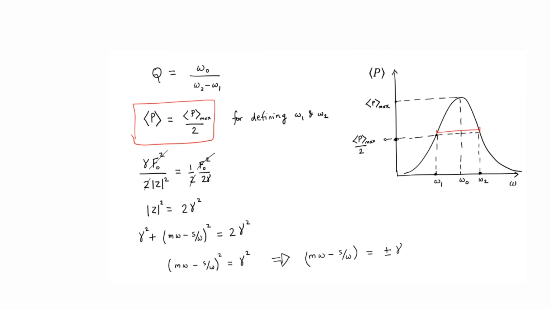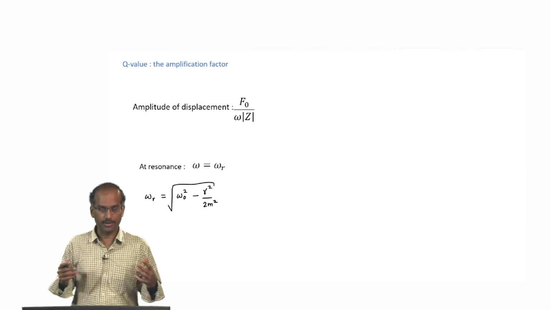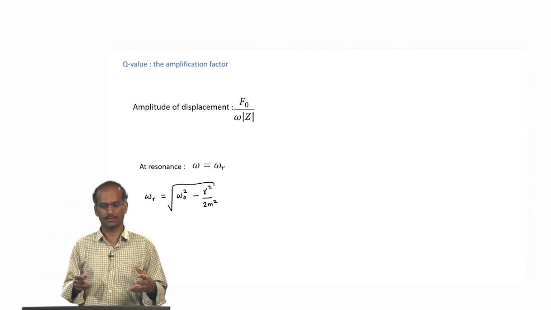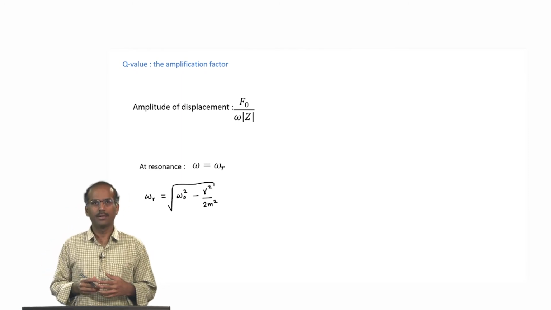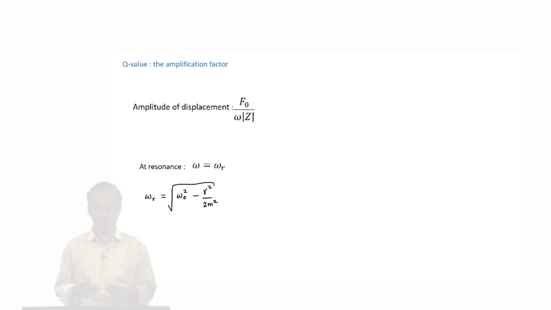So, this omega 2 and omega 1, just to remind you once again, are the two values of driving frequencies at which the average power is half the peak power. There is another way of looking at q value in terms of what is called the amplification factor, and we will soon realize what it means, but let me go through the procedure itself.